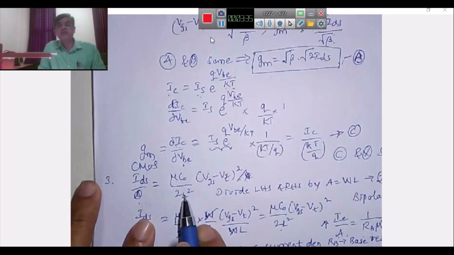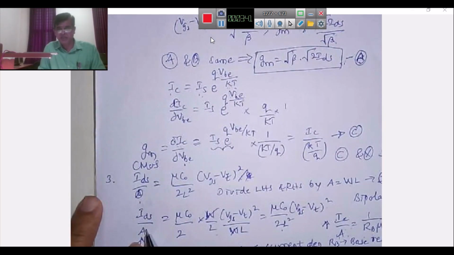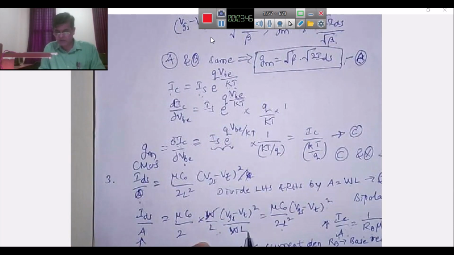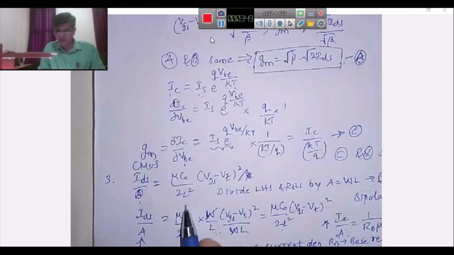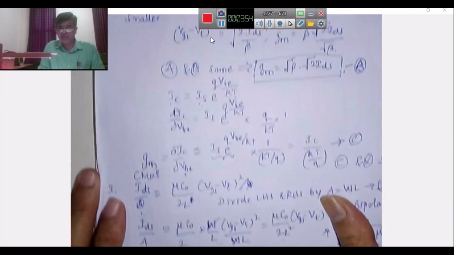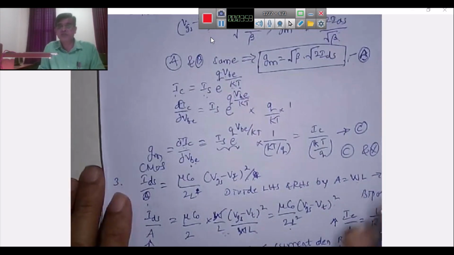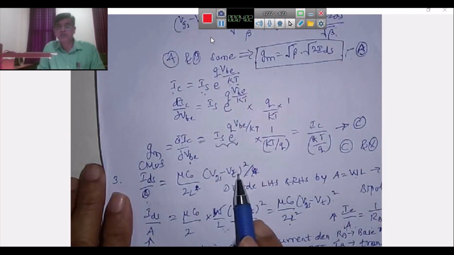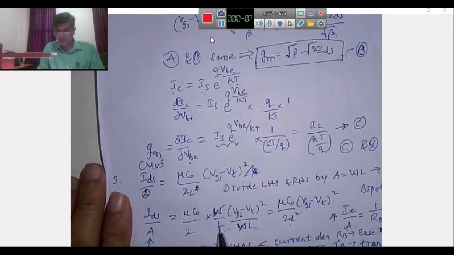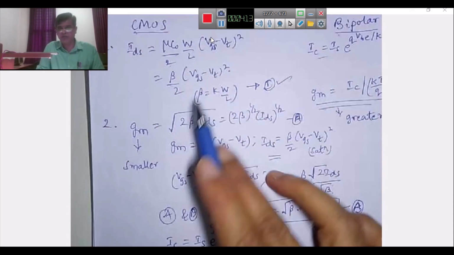I call this equation 1. So divide this by A on either side. What I get is IDS by A. Next, mu C naught by 2L, sorry, it's not L square, mu C naught by 2L into VGS minus VT whole square, W by L, the equation as it is, I have written W by L.